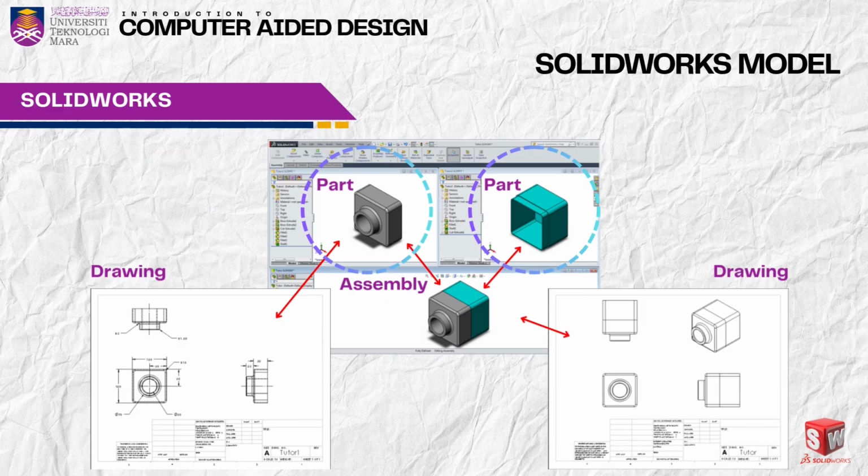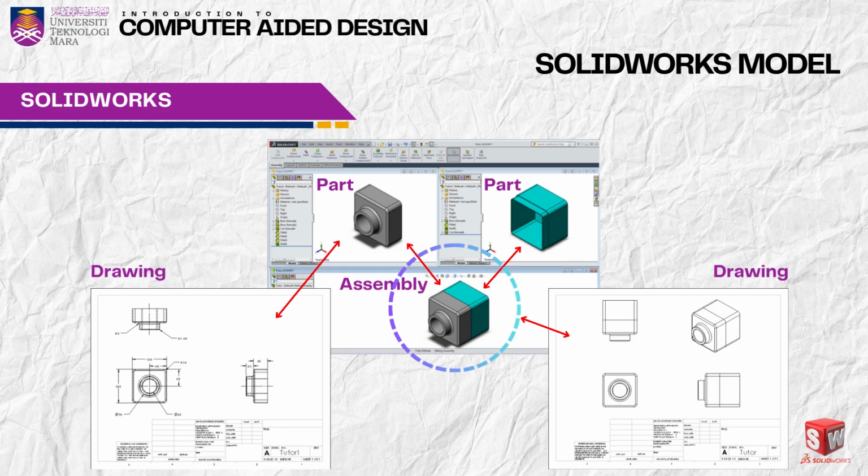Moving to the center of the slide, you will see an assembly, which is where those individual parts are brought together into a complete unit. In this example, the two parts have been combined in an assembly file to represent a functioning product or mechanical system. Assemblies allow designers to test fit, movement, and relationships between components through mating and constraint tools.